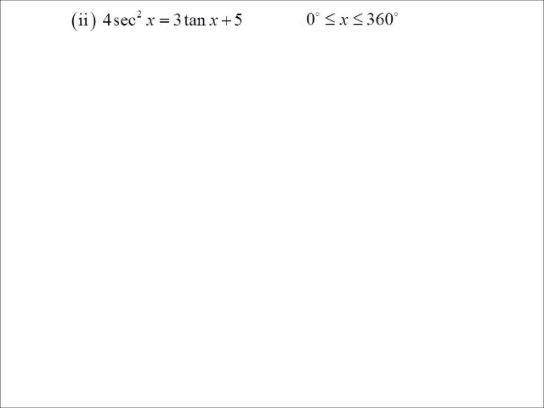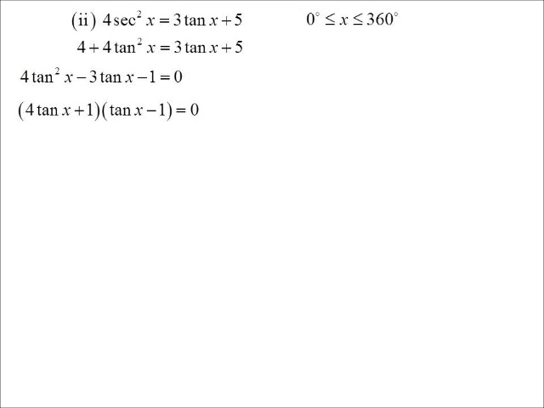Okay, 4 sec squared x minus 3 equals 3 tan x plus 5. Well, that's using one of our old trig identities, isn't it? We'll change our sec squared to 1 plus tan squared. Creates a quadratic equation, which nicely factorizes for this one. So I've got 2 possibilities, tan x equals minus 1/4 or 1.